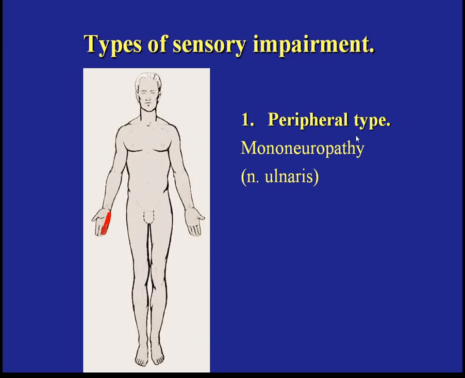Peripheral type, neural, mononeuropathy. In this case, nervus ulnaris. We can have pathology of all sensory modalities distal to the level of the lesion, in the autonomic zone of this nerve's innervation, like the ulnar nerve pathology in the picture.